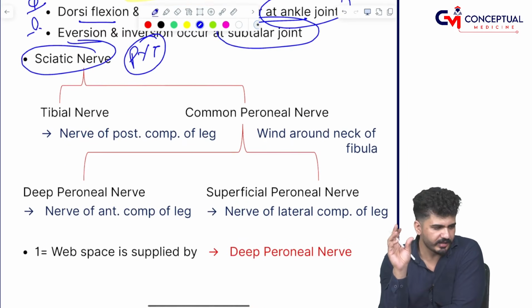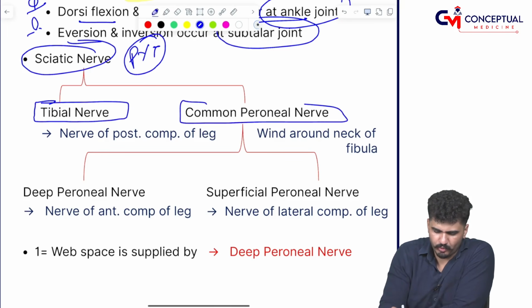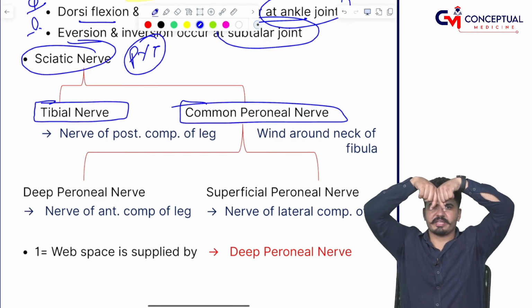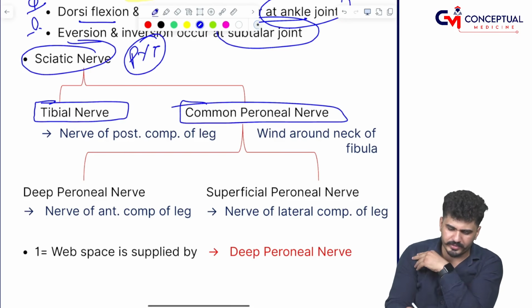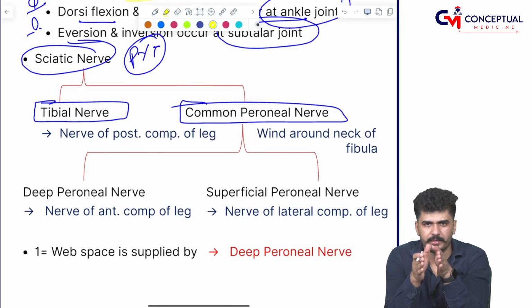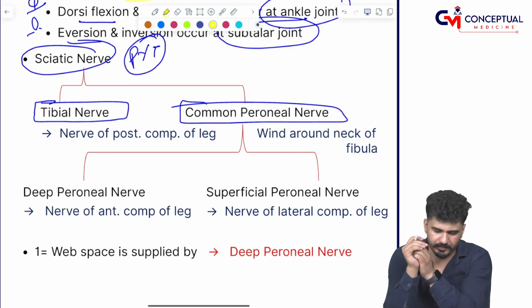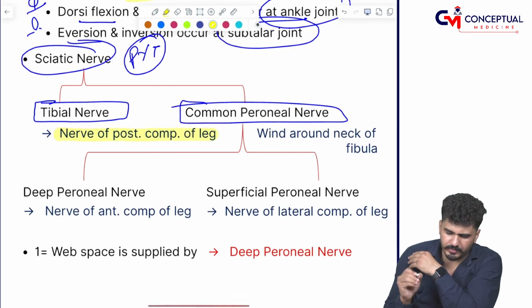The sciatic nerve, if you have to remember, my dear friend, gives two branches: number 1 is the tibial nerve and next is the common peroneal nerve. And this tibial nerve is supplying which compartment? We are dividing the leg into 3 compartments: one is the anterior compartment, one is the lateral compartment, and one is the posterior compartment. Now, remember, this tibial nerve is supplying the posterior compartment of the leg.